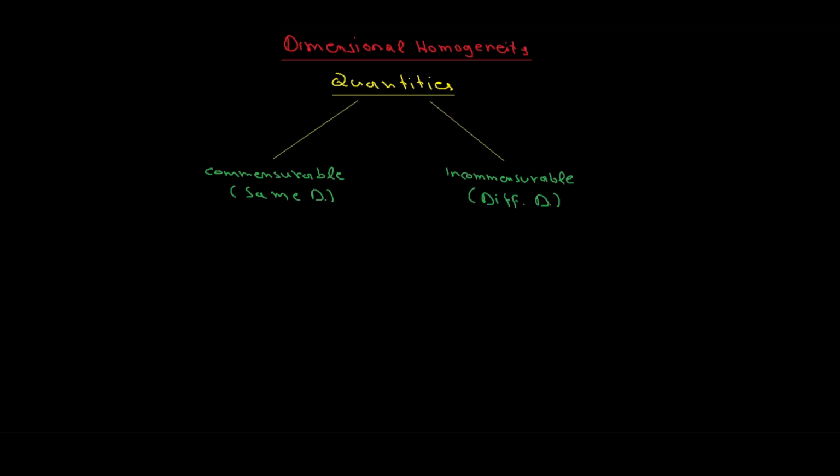Having covered the absolute basics, let's now move to dimensional homogeneity. When dealing with physical quantities, there are 2 types of quantities to consider: commensurable quantities, which have the same dimensions, and incommensurable quantities, which have different dimensions. Commensurable quantities are those that can be compared, equated, added, or subtracted. Incommensurable quantities, on the other hand, can only be multiplied or divided.